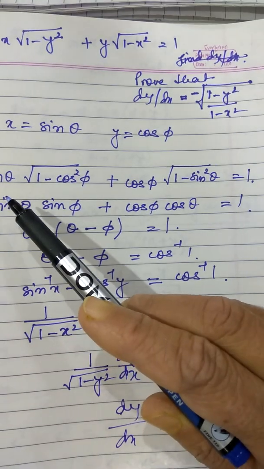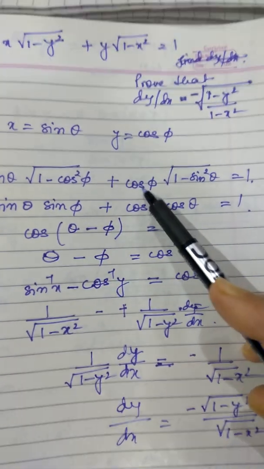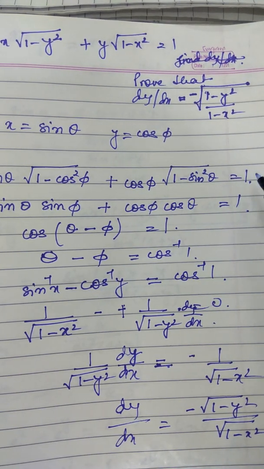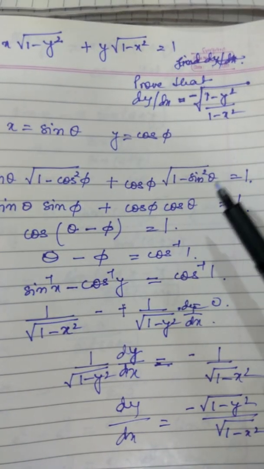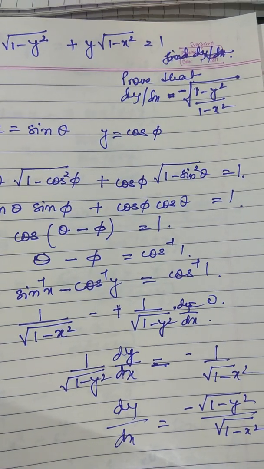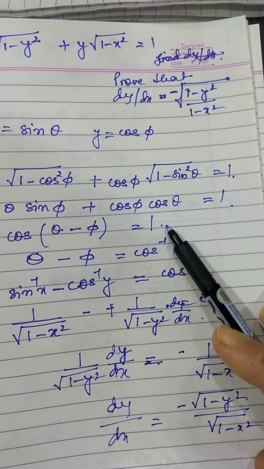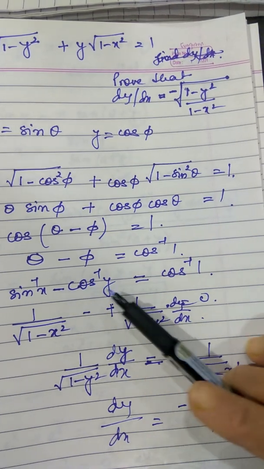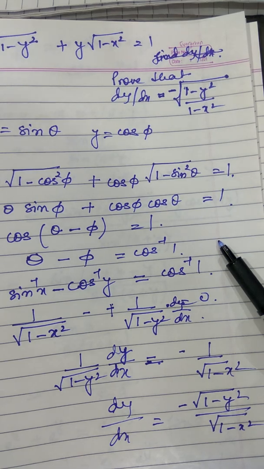So we are getting sin θ √(1 − cos²φ) + cos φ √(1 − sin²θ) = 1. So this is sin θ sin φ + cos θ cos φ. And sin A sin B + cos A cos B is cos(A − B). So this is cos(θ − φ) = 1. θ − φ is cos⁻¹ 1. So sin⁻¹ x − cos⁻¹ y is cos⁻¹ 1.